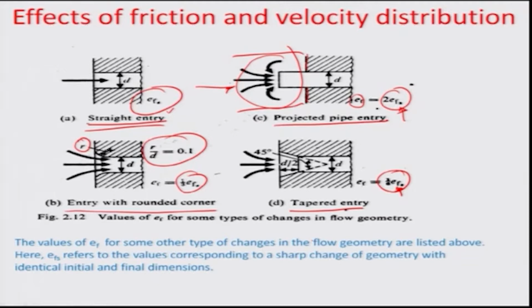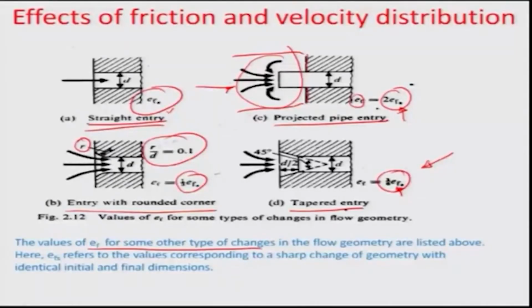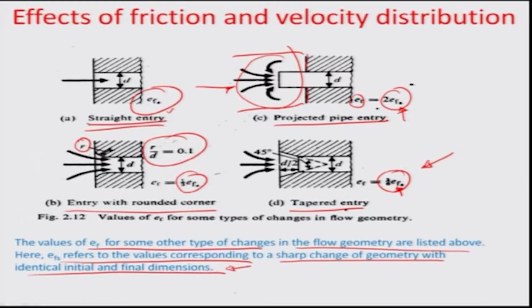effects. So, I am going to use these more appropriately when we actually numerically design this problem and try to see what is going to happen to the overall energy balance between the point 1 and 3 in both the vertical and the horizontal gating system. So, as of now, the values of EF for some other type of changes in the flow geometry, where EFS refers to the value corresponding to the sharp change in the geometry with the identical initial and final dimensions.